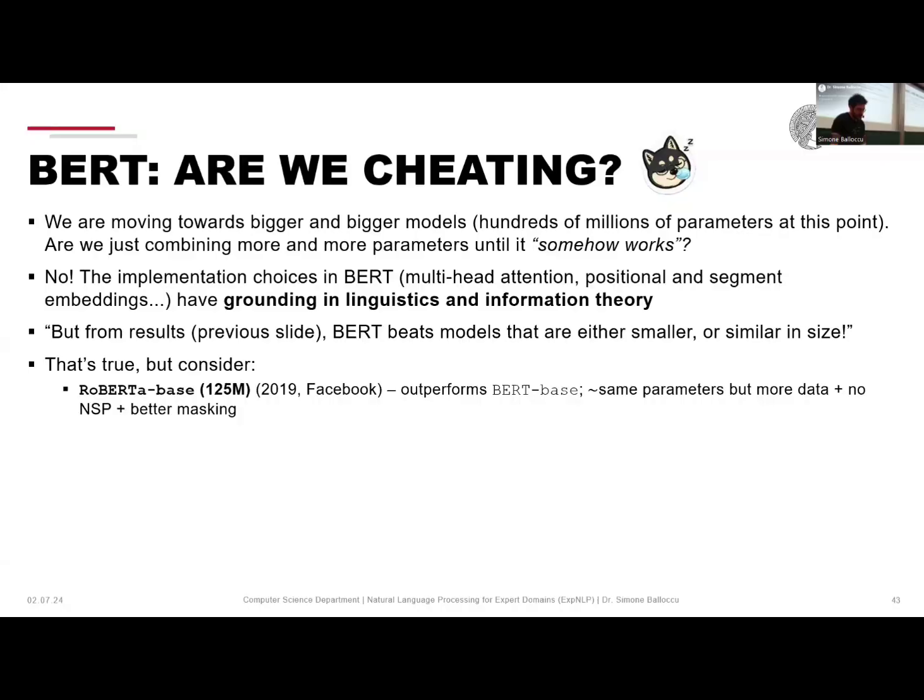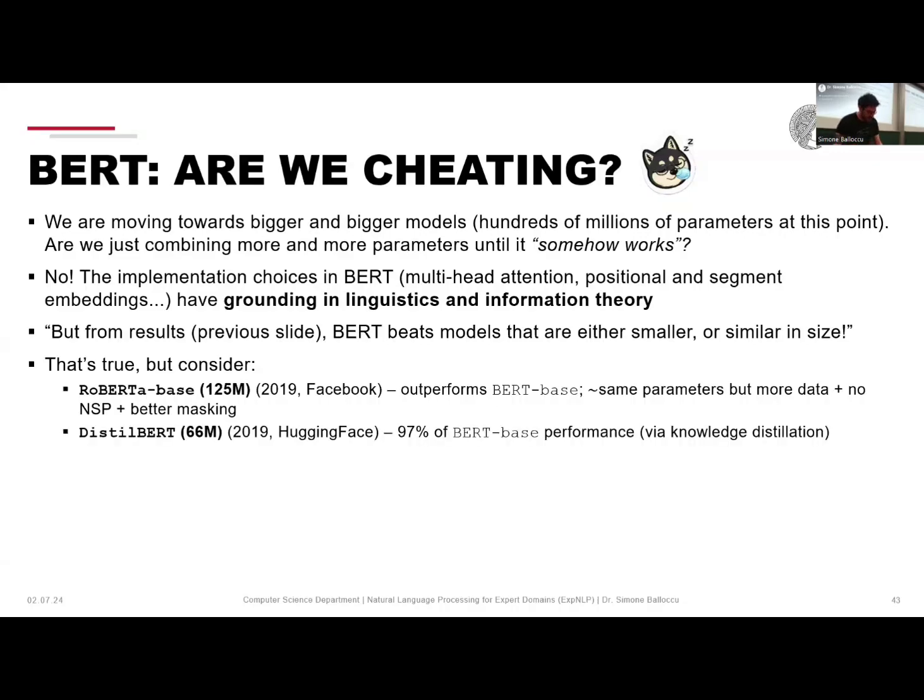In 2019 by Facebook, we have RoBERTa, which is another model. It has roughly the same amount of parameters as BERT base. It outperforms BERT base, but uses more data, completely drops the next sentence prediction, and uses dynamic masking. Again, the transformer architecture works. This is a bit of a cherry-picked example because you can argue, okay, you dropped one of the tasks, but it's still a lot of parameters.